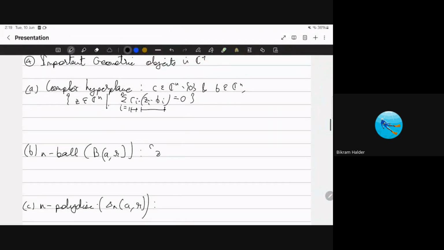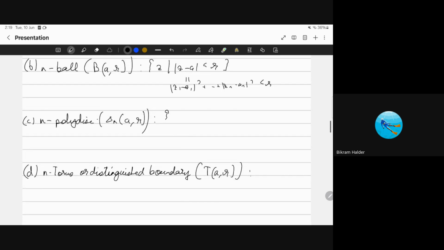The next is the n-ball, which is the set of z such that the norm of z minus a is less than R, where this norm squared is |z1 minus a1|^2 plus up to |zn minus an|^2, and this is less than R squared. And the n-polydisk, which is written as delta n (a, r), is the set of z1 to zn in Cn such that |z1 minus a1| is less than r1, up to |zn minus an| is less than rn. So in some sense, the n-ball is a generalization of the n-polydisk.